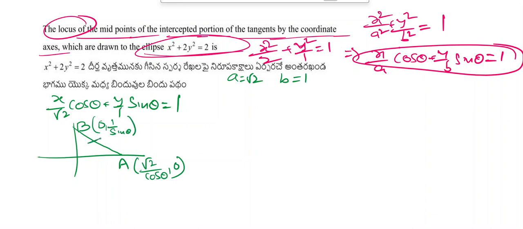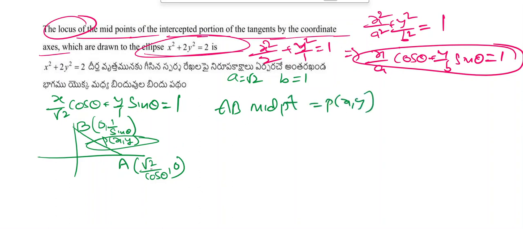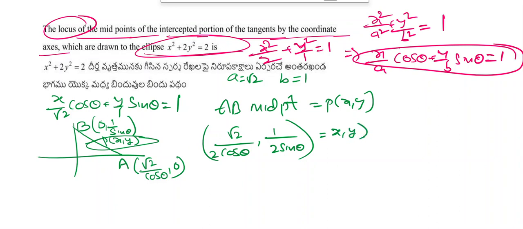Now we find the locus of the midpoint of this chord. This locus of midpoint is taken as (x, y). So the AB midpoint is equal to P(x, y). So the AB midpoint is (root 2 by 2 cos theta, 1 by 2 sin theta). This is the midpoint formula, (x1 plus x2) by 2, (y1 plus y2) by 2, that is equal to (x, y).